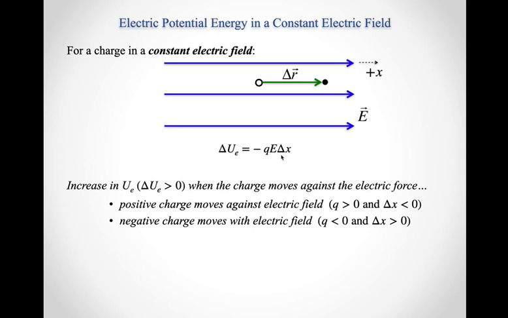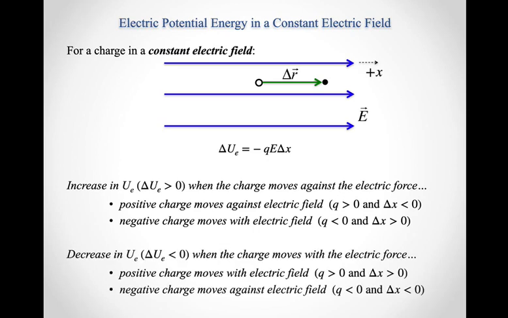So what this means is that I increase the electric potential energy on my charge by either letting it be a positive charge that moves against the electric field or a negative charge that moves with the electric field. So Q can be positive, delta x has to be negative then, or Q can be negative and delta x has to be positive.